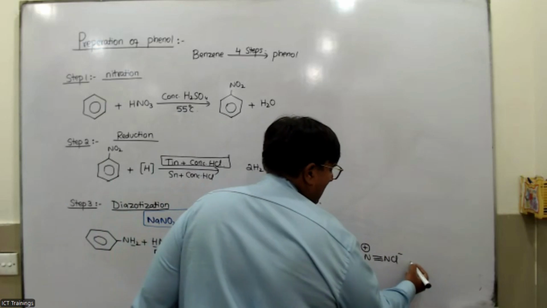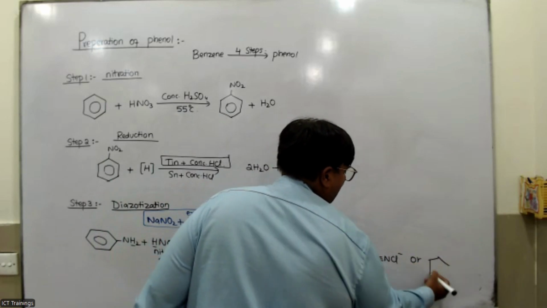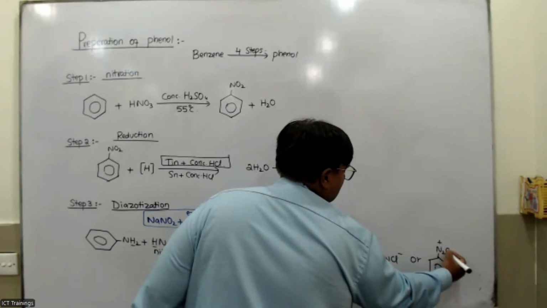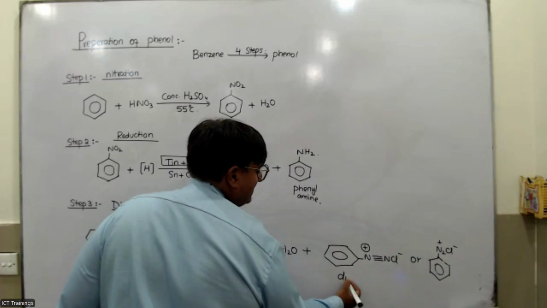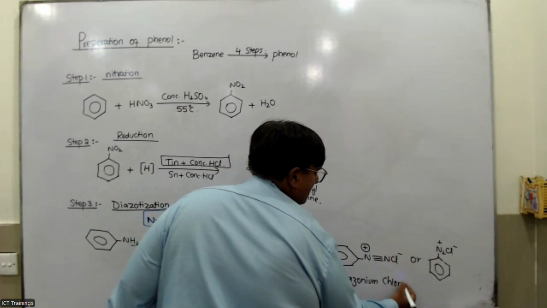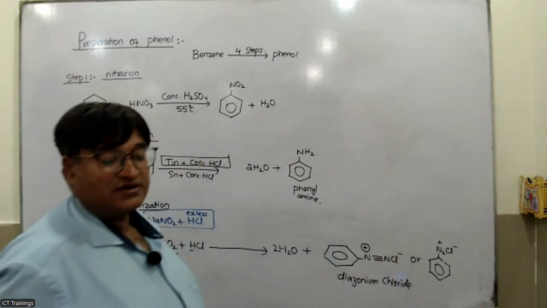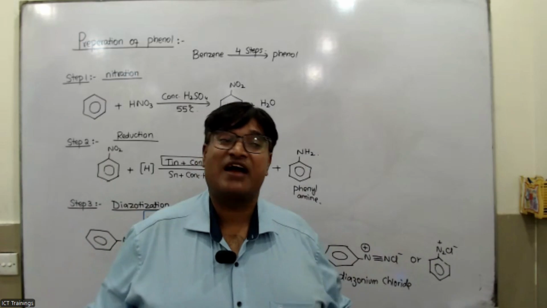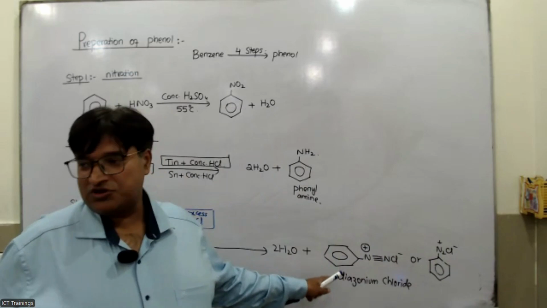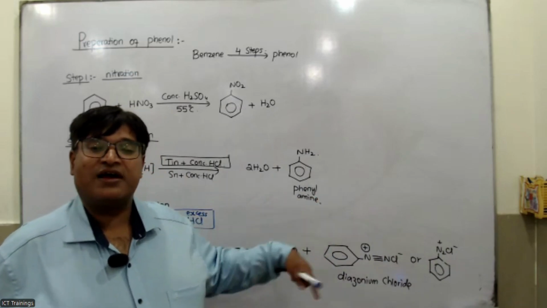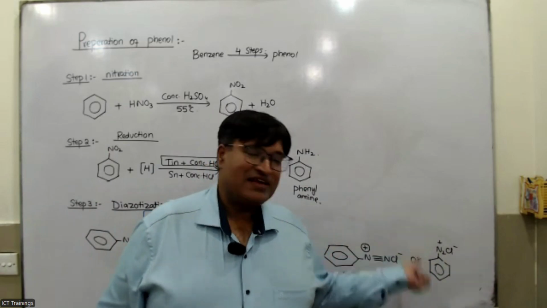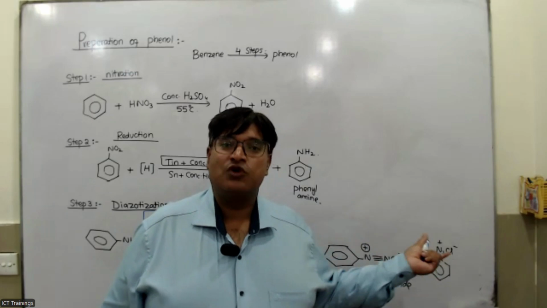You can write it like that, or you can write it like that in short form: benzene and N2 positive and Cl minus. So this thing is called the diazonium chloride. And this diazonium chloride, my dear, is very important. Remember, all the dyes and colors in the world have diazonium chloride as their starting material. We will study its details in the organic nitrogen compounds chapter, but here its use came in the preparation of phenol.